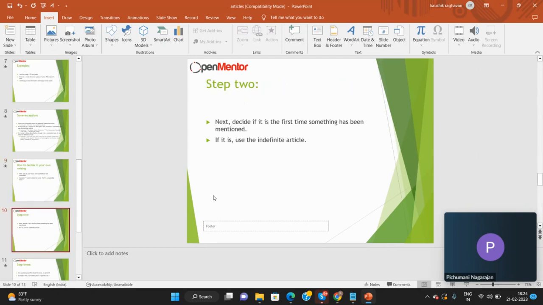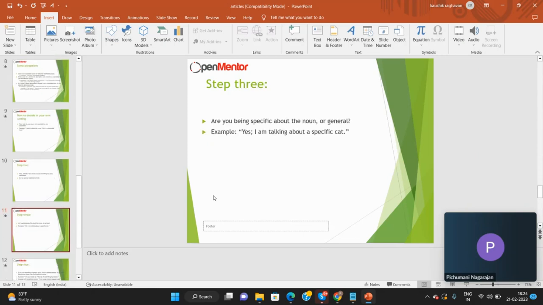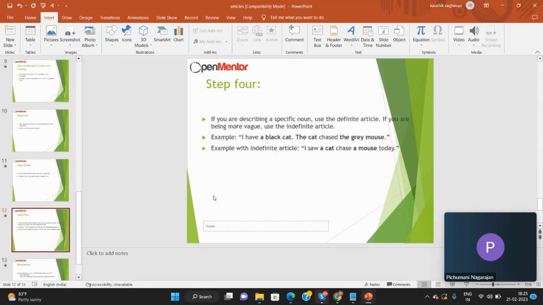So the second thing is to check whether you are referring to that particular noun for the first time, or is it a continuation of a previous sentence. And the third thing is you should also be careful in checking whether your noun refers to a single entity or is it a general noun. So with all this, you can easily correct the way you use articles in your sentence.